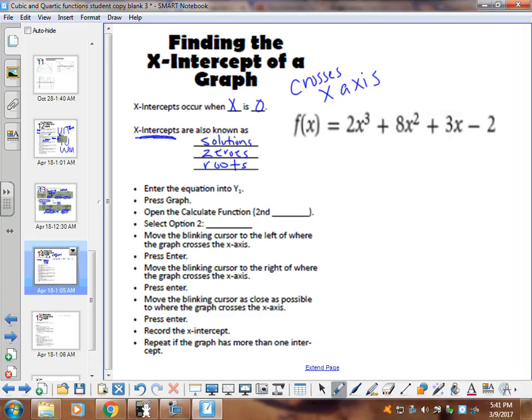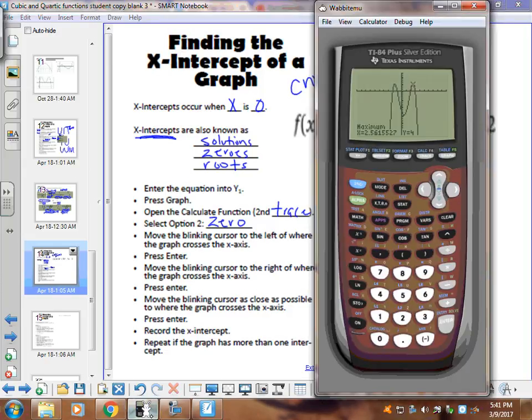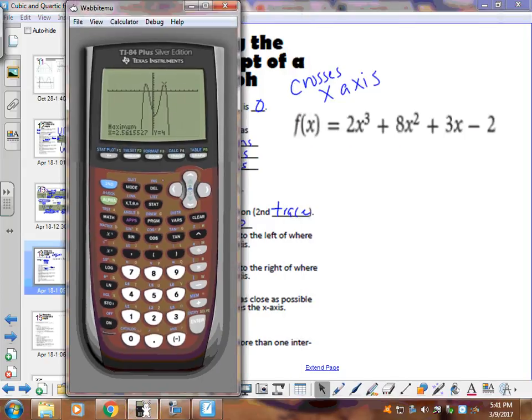Now, enter the equation into your y equals. We have that. You're going to press graph, open the calculate function, second trace. You're going to pick option 2, which is zero. And then you're going to go left bound, right bound, and guess just like we did before. So I'm going to show you the x-intercept using that function. So y equals, clear, 2x cubed plus 8x squared plus 3x minus 2. So put that in your calculator, hit graph.